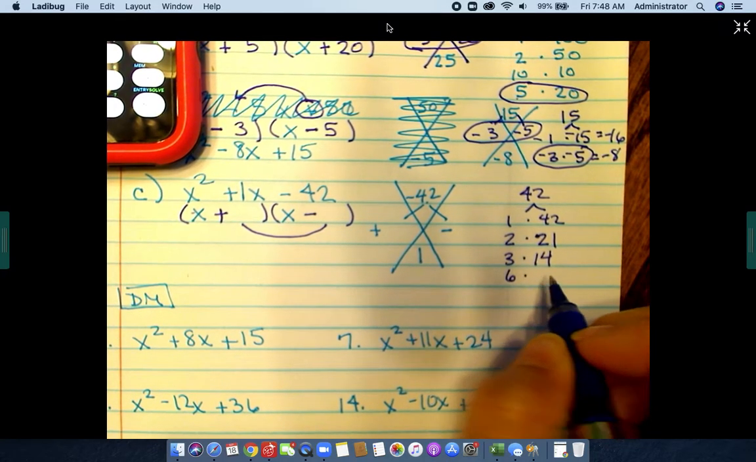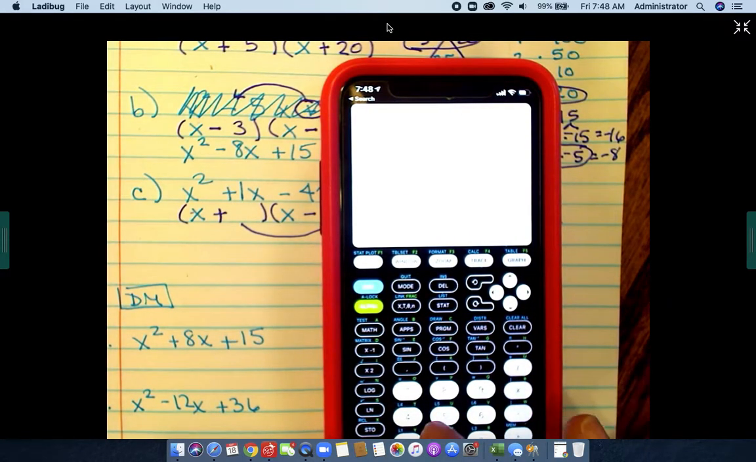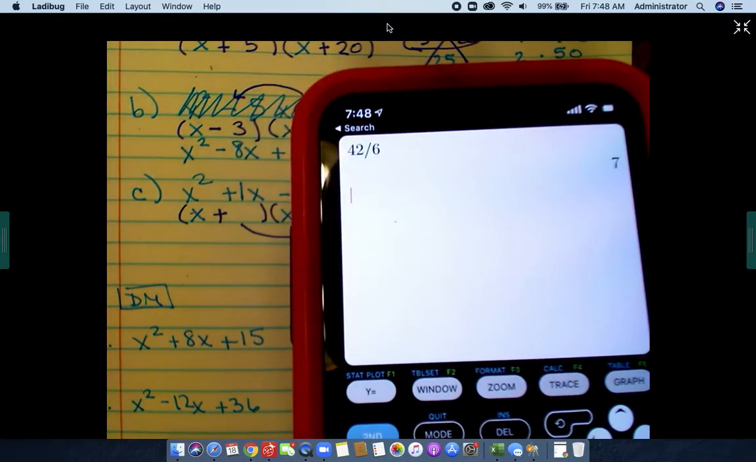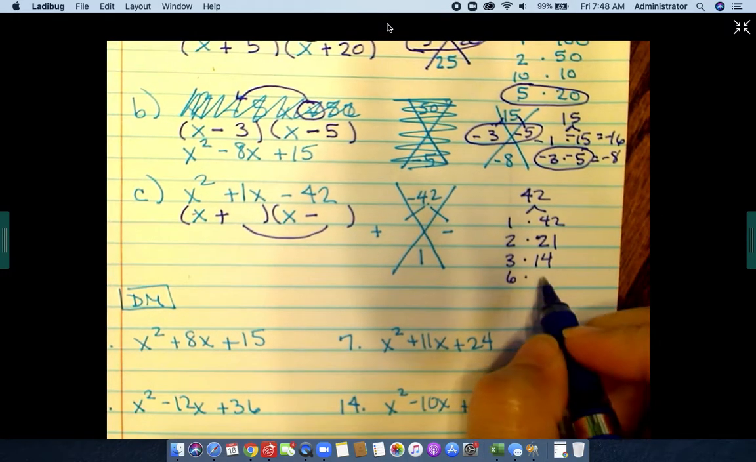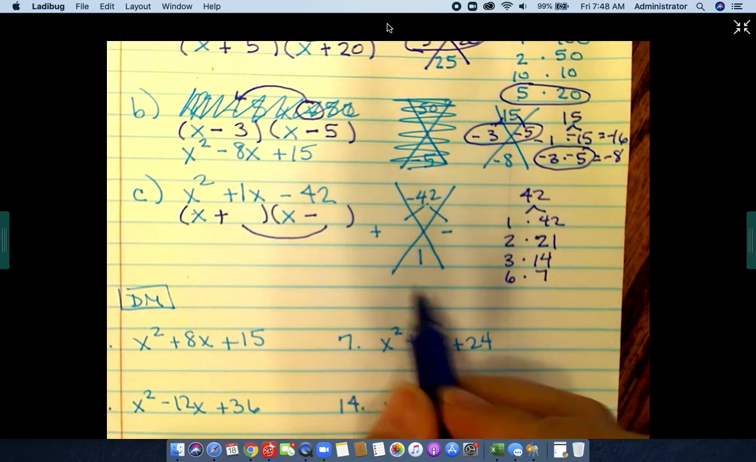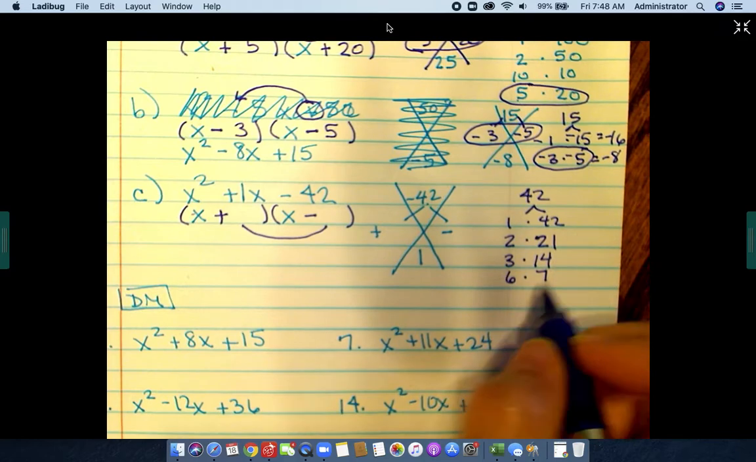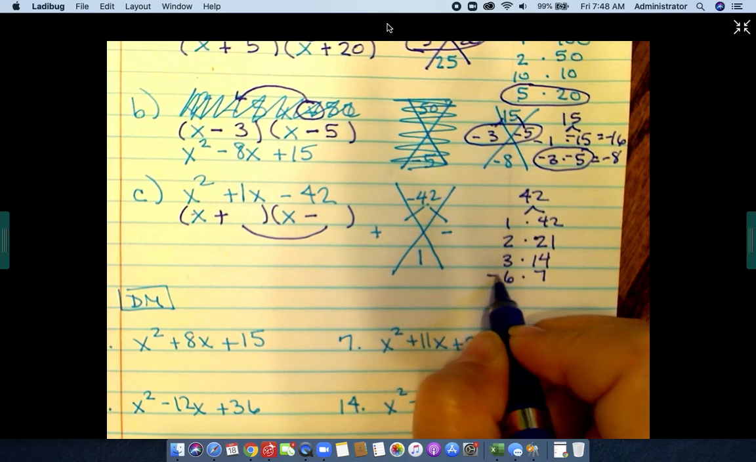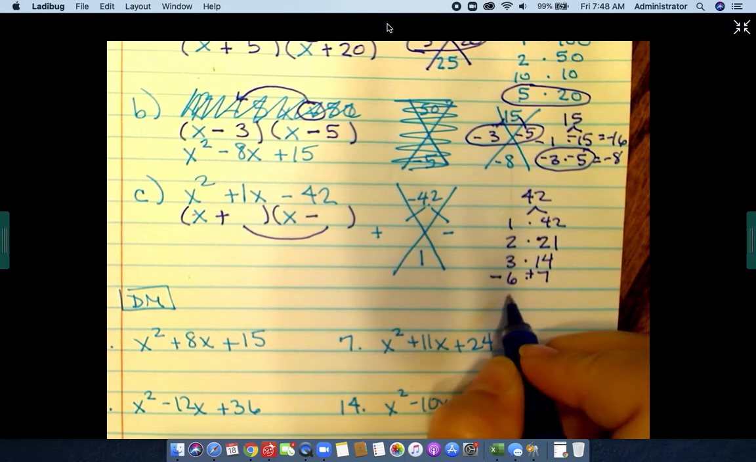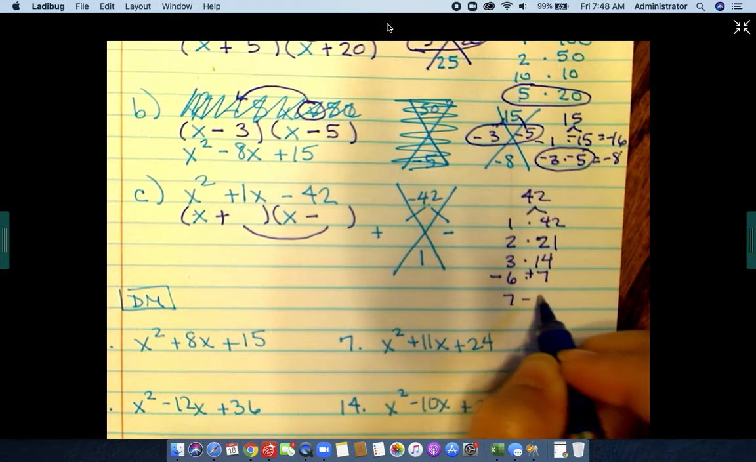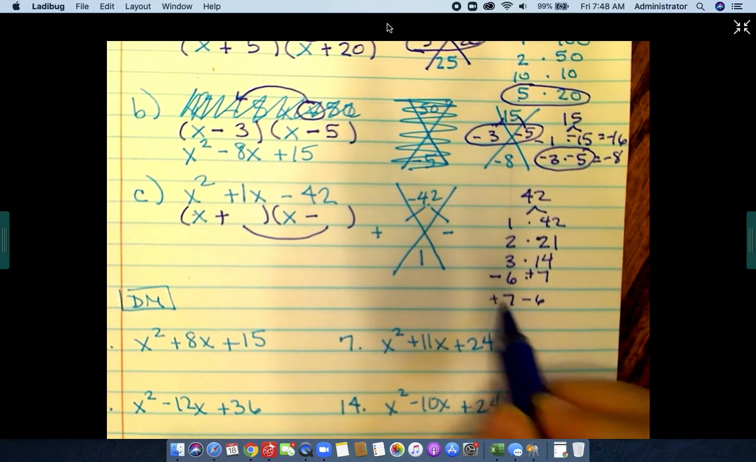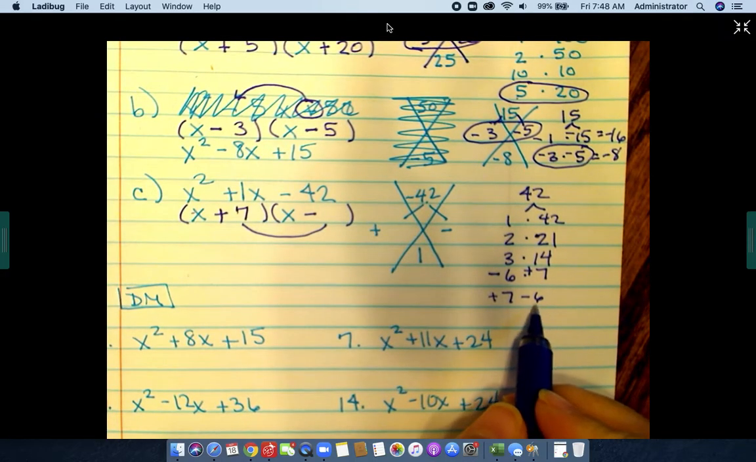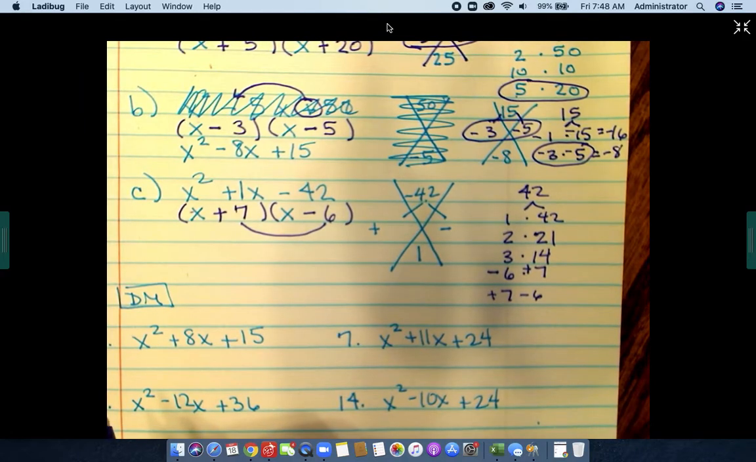But I promise you the ones that you're going to see the most are common ones. So if I do 42 divided by 6, 42 divided by 6 is 7. And these I can subtract to get 1. So which one do I need to make positive and which one needs to be negative? Well, I really need negative 6 plus 7, which is the same thing as 7 minus 6. So that means I want my 7 to go where my plus is because it's positive, and my 6 to go where I wrote the minus.